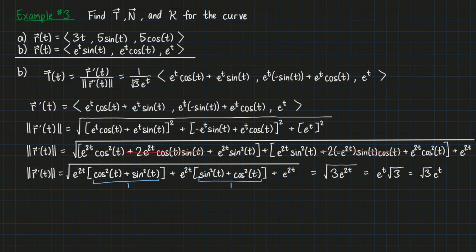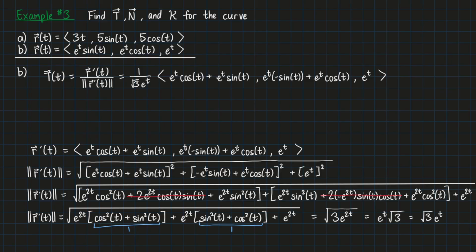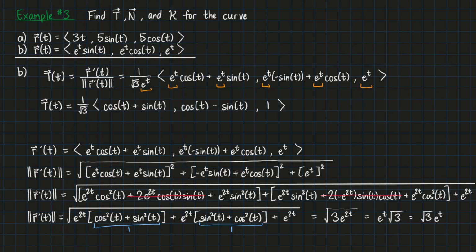Let's clean this up a little bit. In the first and second component of r prime of t, we have e to the t in both parts of the sum. And we have e to the t in the last component as well. Each component is getting divided by e to the t, so all those e to the t's will cancel out. So T of t should equal 1 over rad 3 times cosine of t plus sine of t, cosine of t minus sine of t, 1.